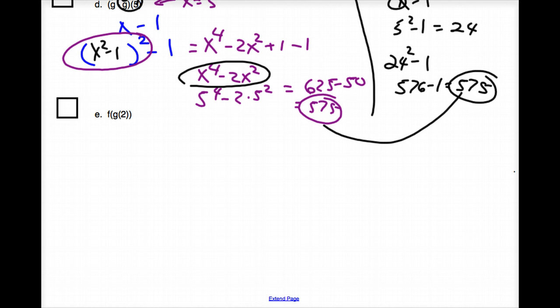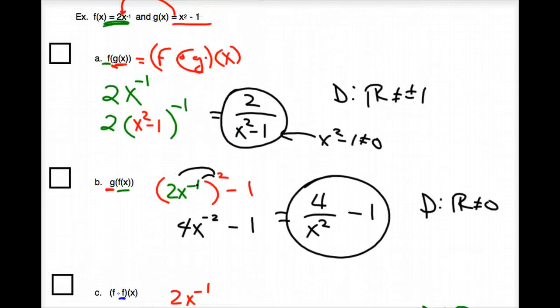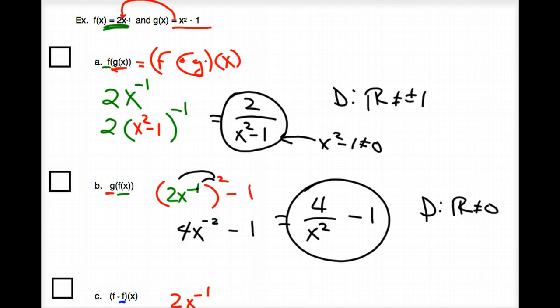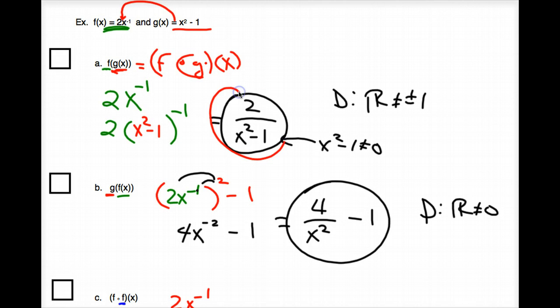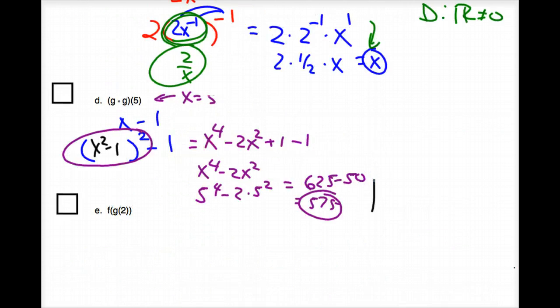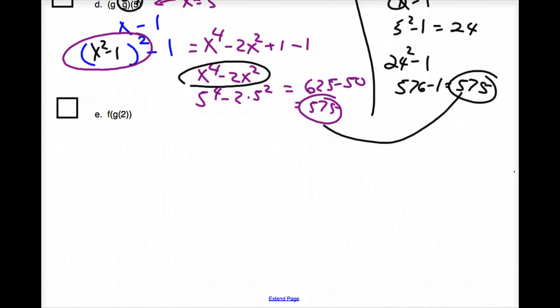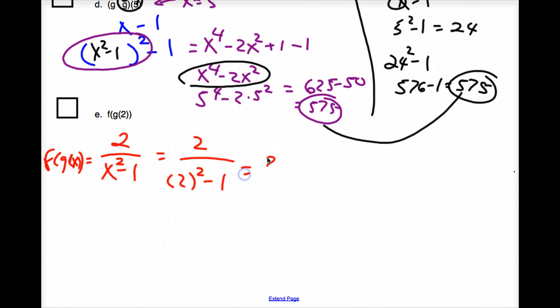Okay, let's see if you got it. Two ways to do it. How would I do it? Well, I would actually find the composition. And by finding the composition, I mean what's f of g of x. And if you look back up here, f of g of x we already found. It's 2 over x squared minus 1. So since we already went through the work of finding 2 over x squared minus 1, that's f of g of x. Simply plug a 2 into that. Put a 2 in for x, and you get 2/3.